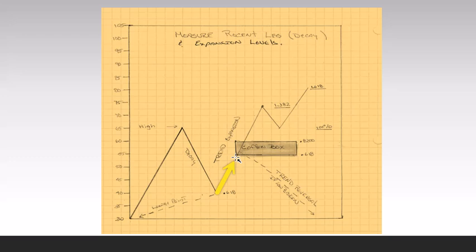Now, expansion occurs when the coffin box is broken and the high is broken. There is your expansion. It's most likely going to 1.382. There could be a retrace back down to the old high, which it usually does. And then it expands up to 1.618. And there could be a retrace back down to 1.236, 1.382, and then it breaks higher to the 1.82. So there's your expansion levels.